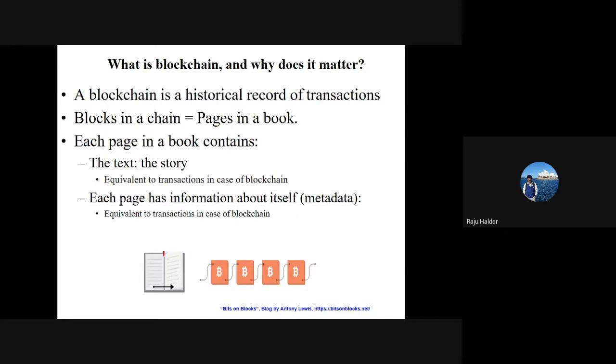Now, all these pages are somehow under binding. Therefore, all these blocks will be linked with each other. In every page, you can find some metadata. For example, there can be a page number, there can be some kind of title of the page, right? Similarly, in the block, you will also have some metadata. Metadata means some information about this block. What is the size of this block? What is the hash value of this block? What is the time when the block is being created? All this information will be there. Those are metadata. And actual transaction data will be here in the page. Similarly, in the block, you will have actual transactional data.